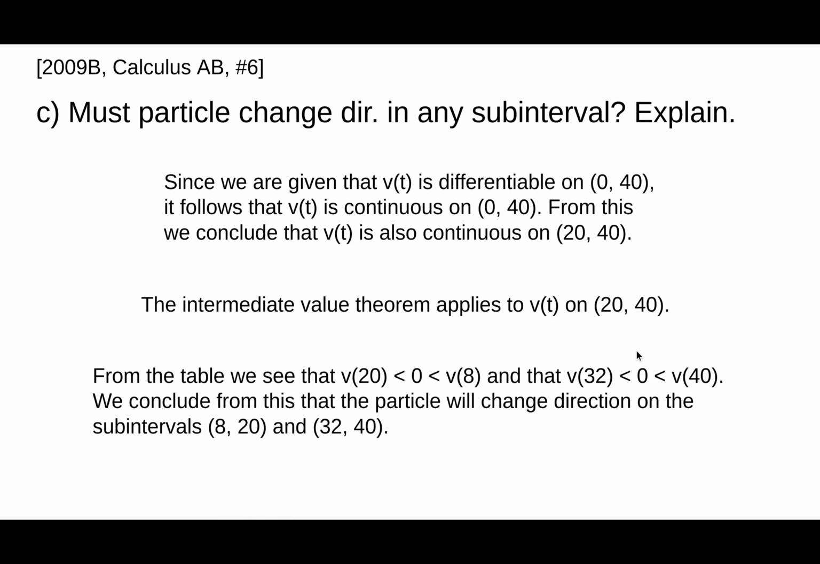We also notice that v of 32 is negative, v of 40 is positive, and since 0 is between those two values, we can conclude that the particle must also change direction between t equals 32 and t equals 40. All right, so we have two changes in direction for this particle. Based on the table, we can tell that the particle will change direction in the 8 to 20 subinterval and again in the 32 to 40 subinterval.